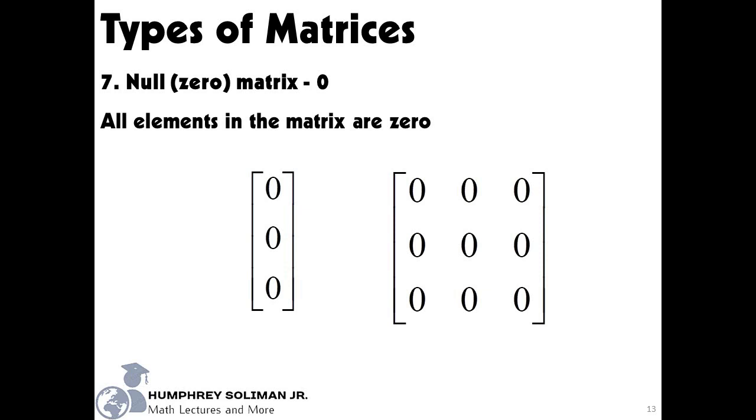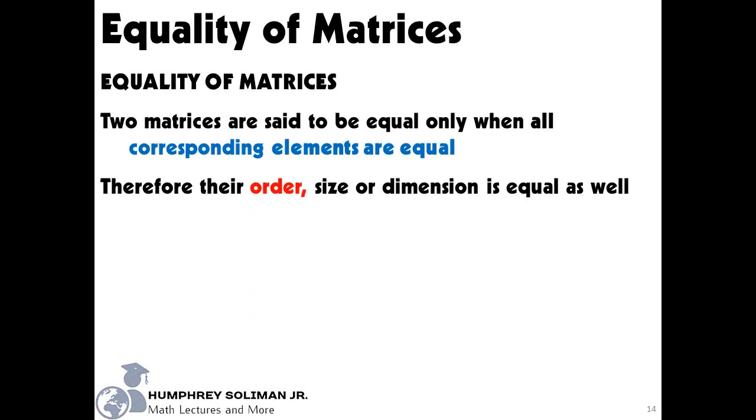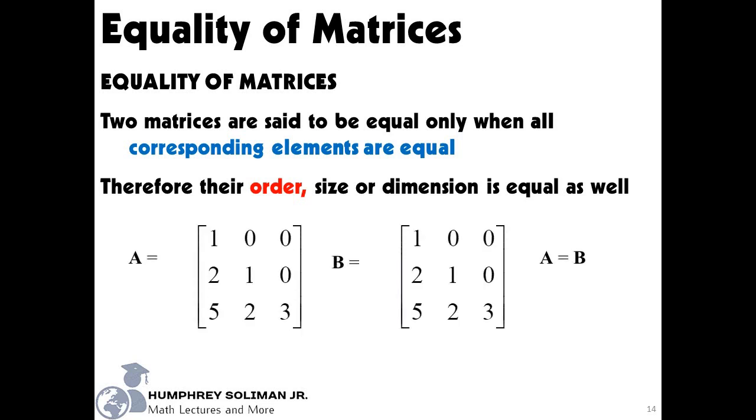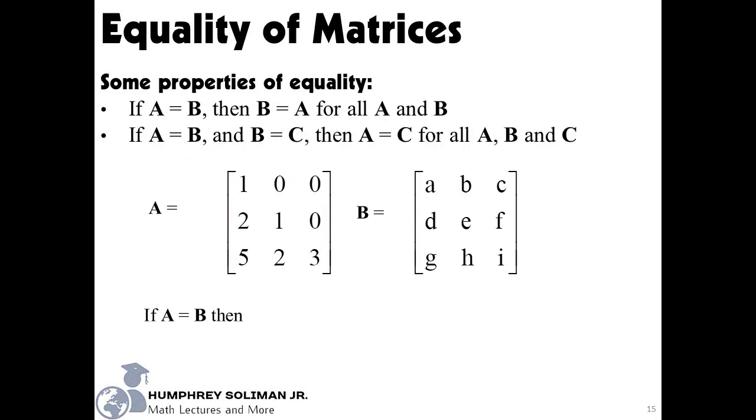Now, let's move to equality of matrices. Two matrices are said to be equal only when all the corresponding elements are equal. Therefore, their order, size or dimension is equal as well. If matrix A is equal to matrix B, then we can assume that the element D of matrix B is equal to 2 of matrix A. Also, the element I of matrix B is equal to 3 of matrix A.